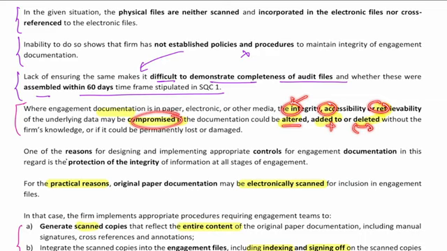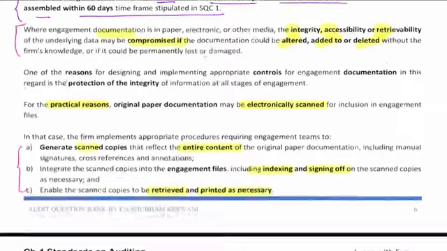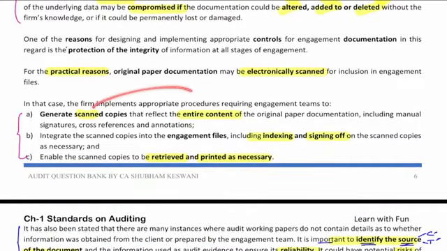Now, sir, how to know all these things are done? Just for practical reasons, they should be scanned, so that you know who did the addition, who did the deletion, who did the alteration. What is the procedure for scanning? Just go with the flow. Generate the scanned copy of the entire content, then do the indexing and sign off, and lastly retrieve and print.